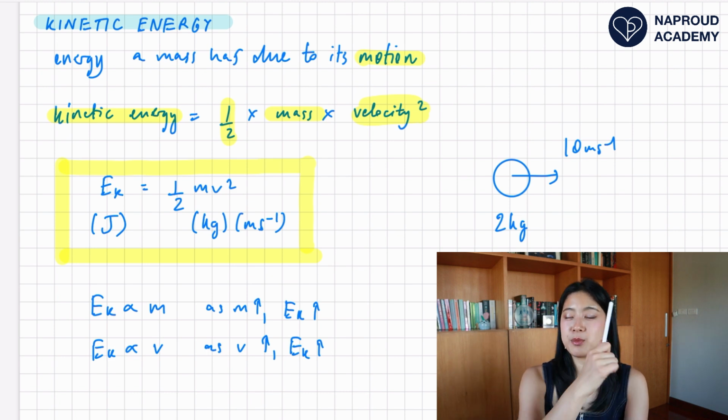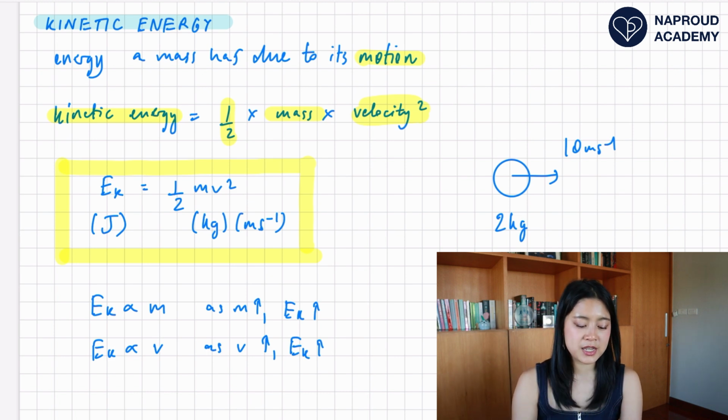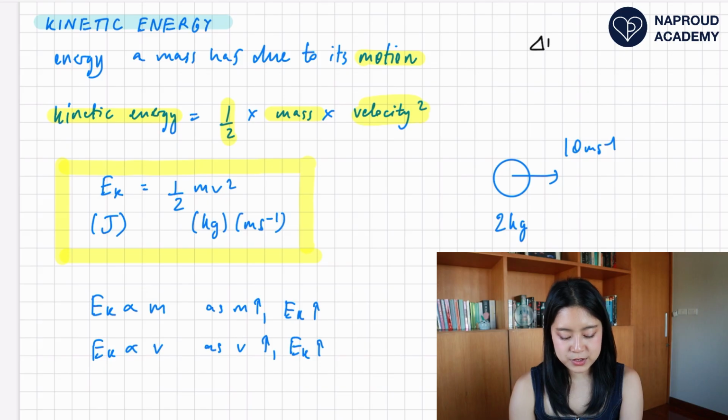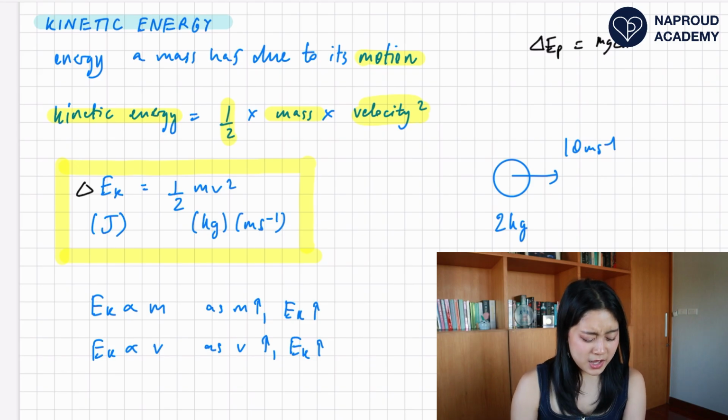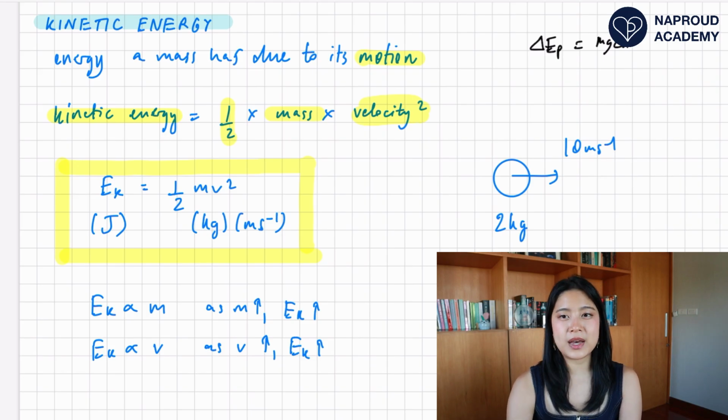Now, if you watched my video before this, which was on gravitational potential energy, you might have noticed that gravitational potential energy was delta EP is equal to mg delta h, and you might be like, why is there no delta EK? It's because we always compare it to when it doesn't have any kinetic energy, so that's 0.